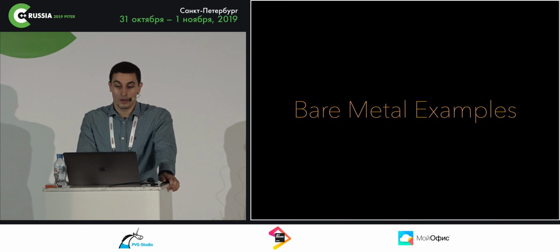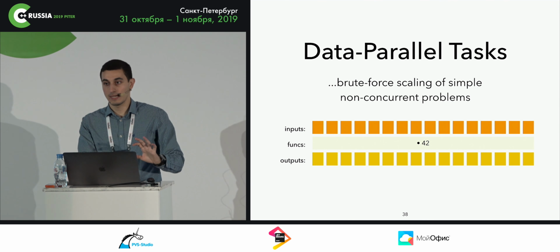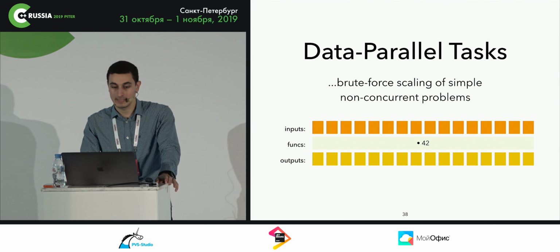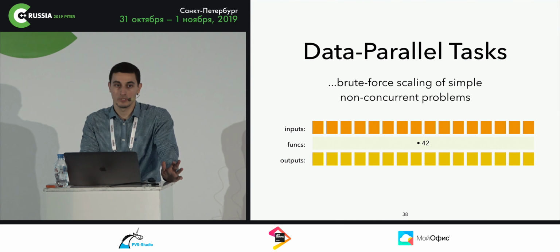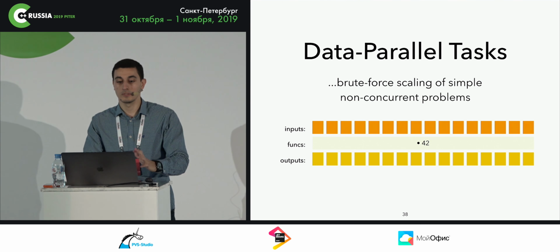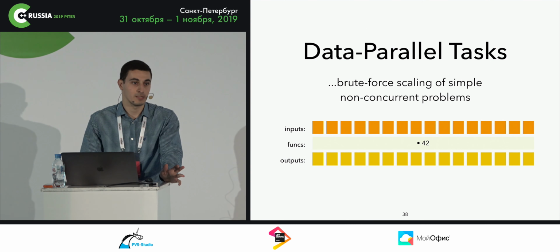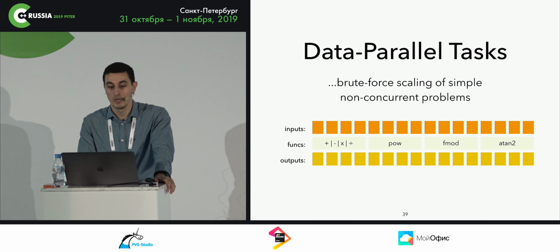But before we get to them, let's cover some bare metal examples. The tasks that we primarily optimize for GPUs are the data parallel tasks. It's a very simple definition. You just have the number of outputs that's proportional or generally equal to the size of the input object. So if we have 1,000 numbers as an input array, we produce another 1,000 numbers as an output.